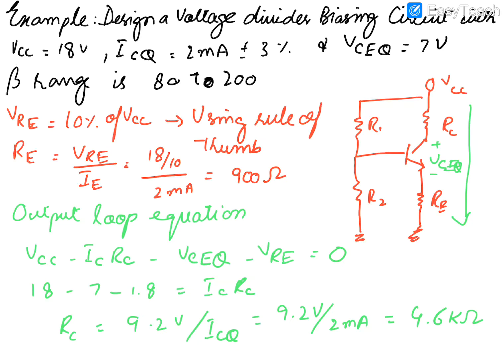So the output loop equation is VCC minus IC RC minus VCEQ minus IE RE. From this output loop equation you can find the value of RC, because the value of IC is already known. So the value of RC will be equal to 9.2 volts divided by 2 milliamperes.